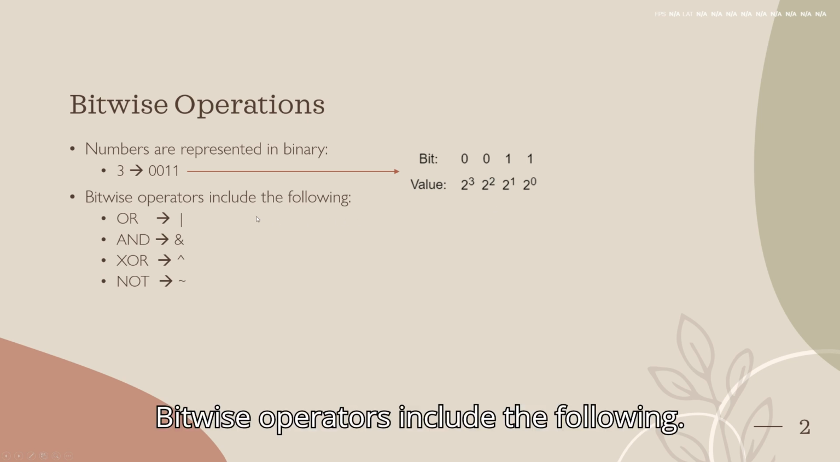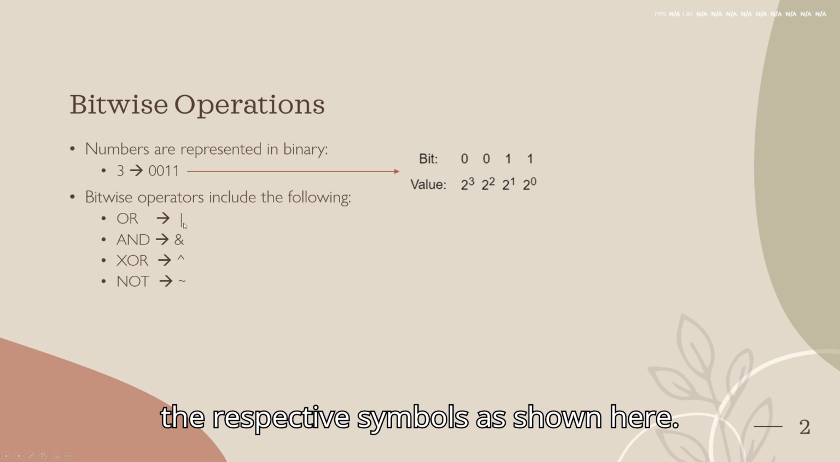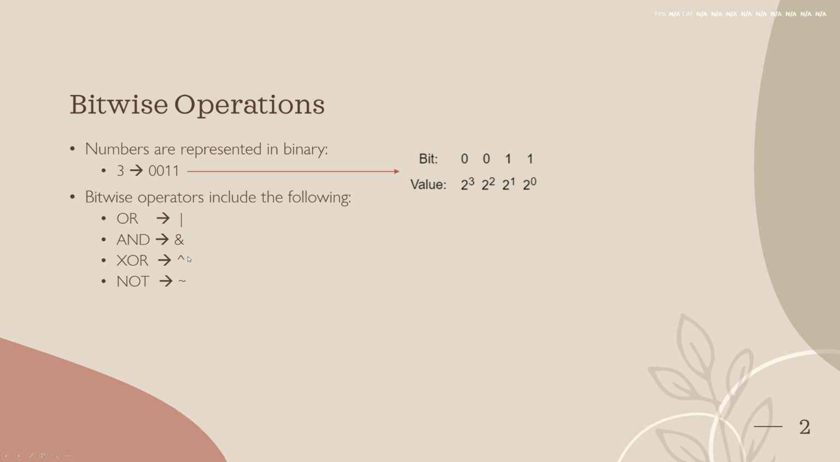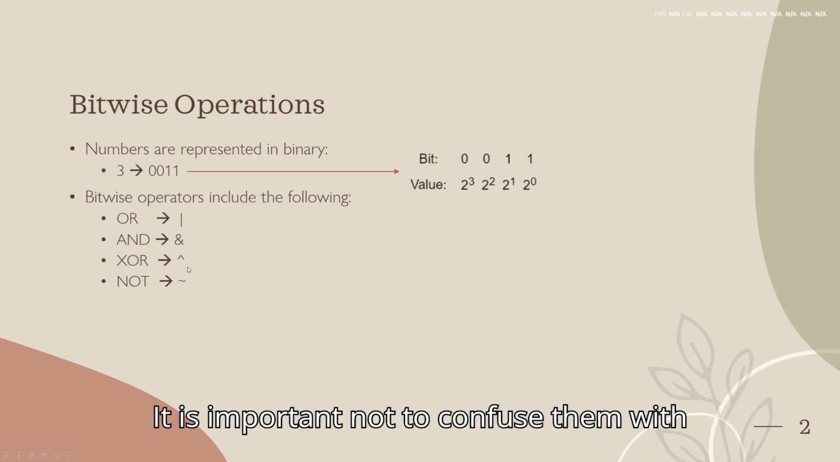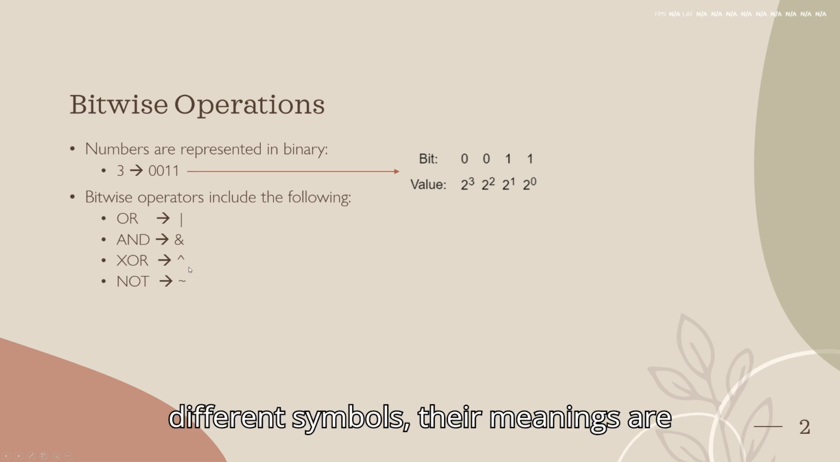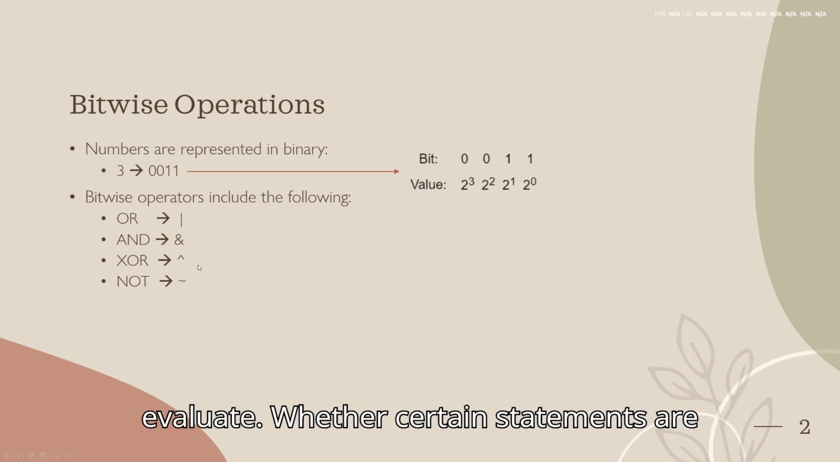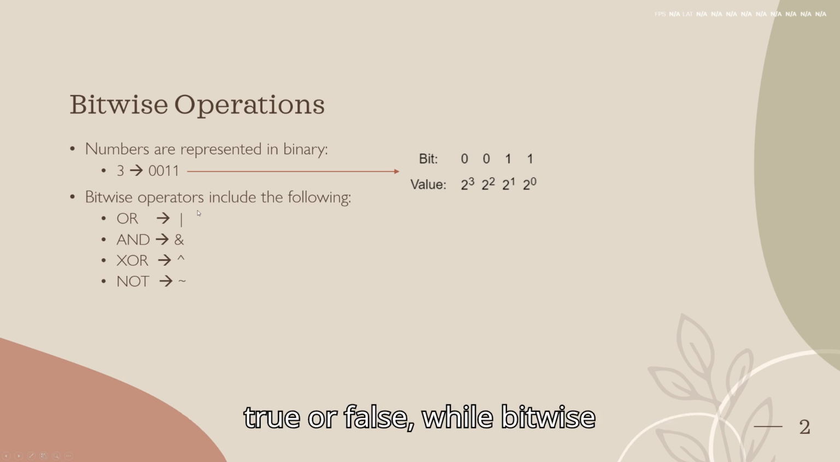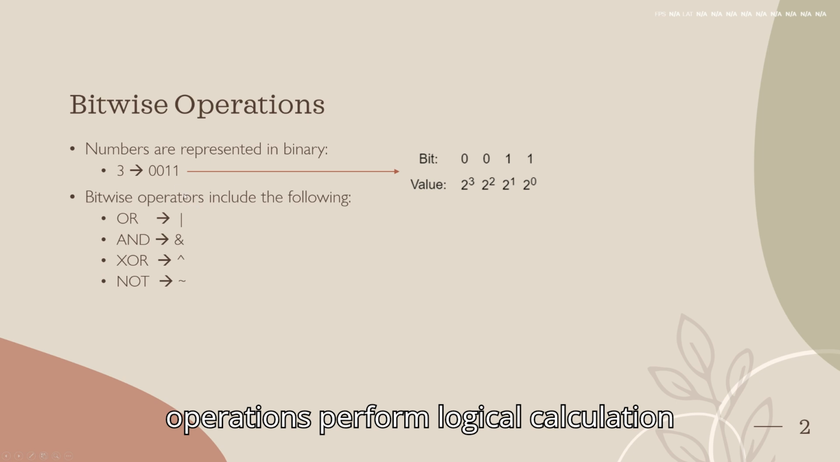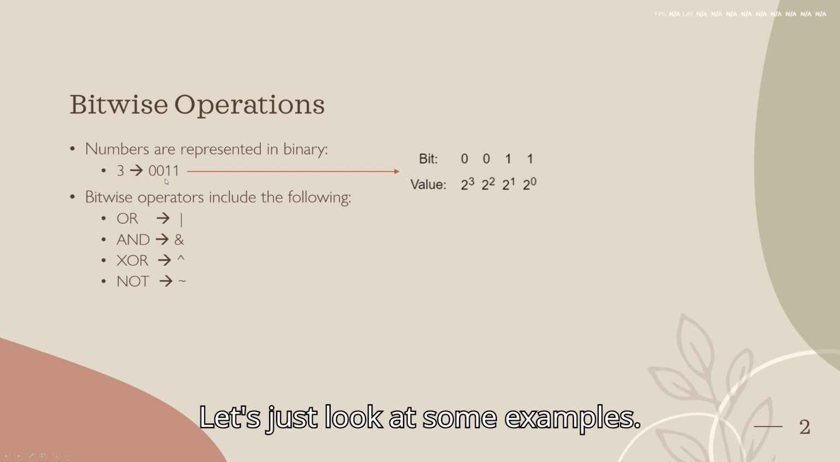Bitwise operators include the following. We have OR, AND, exclusive OR, and NOT, with the respective symbols as shown here. It is important not to confuse them with logical operators. Besides having different symbols, their meanings are distinct. Logical operations evaluate whether certain statements are true or false, while bitwise operations perform logical calculation directly on bits of numbers. Let's just look at some examples.